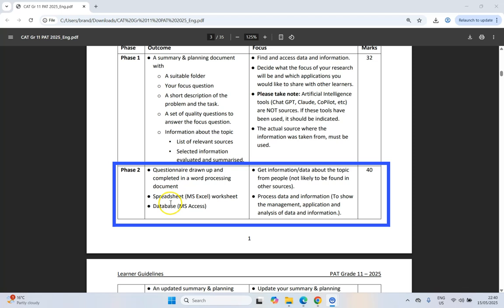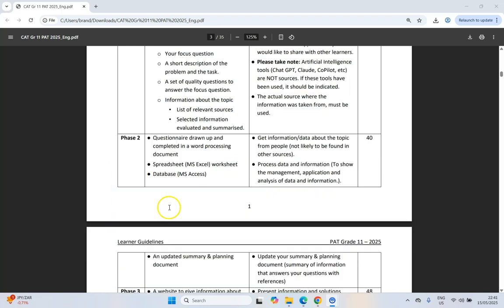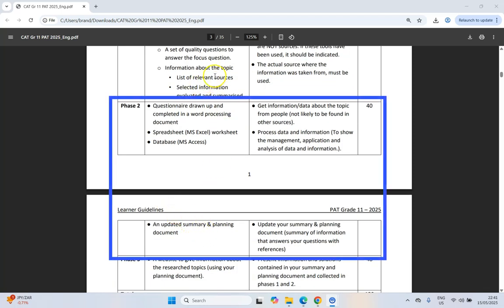There's a database element. Now, what's different in grade 11 compared to grade 12 is that you are actually going to be given a database. And so there's a whole series of databases that they've provided for you. You're going to pick one and then you are going to use your database skills like editing the tables, creating queries on that database. And then the last bit is just updating your document from phase 1.